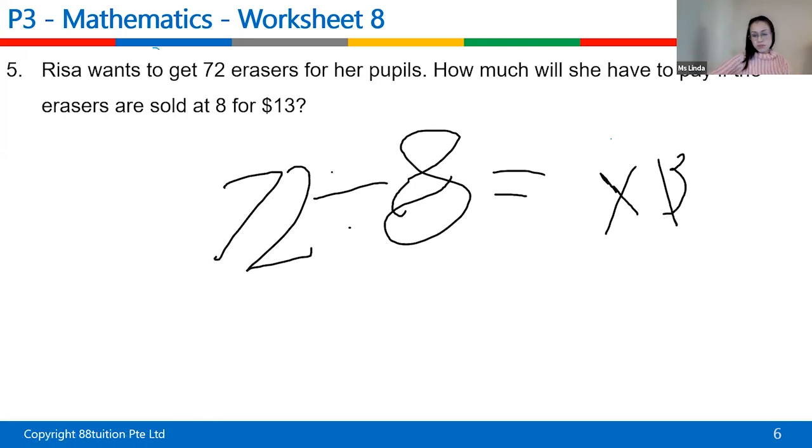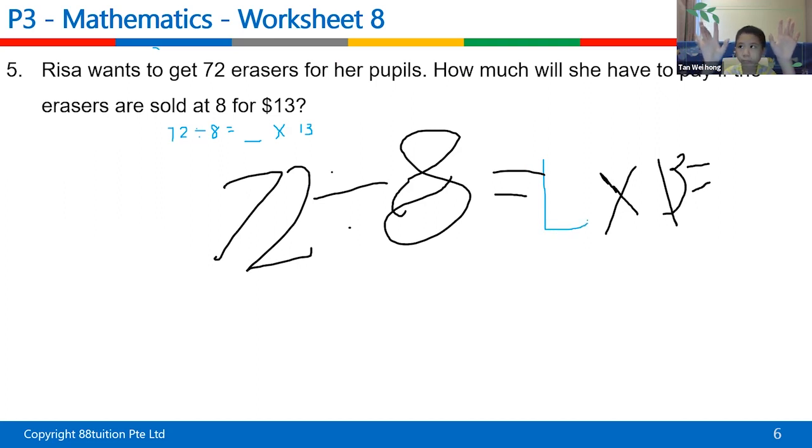72. Where's my mouse? 72 divided by 8. Forgive me. What's 72 divided by 8 first? Your fingers. Remember I taught you? Fingers. What times 8 gives you 72? What times 8 gives you 72? 9.